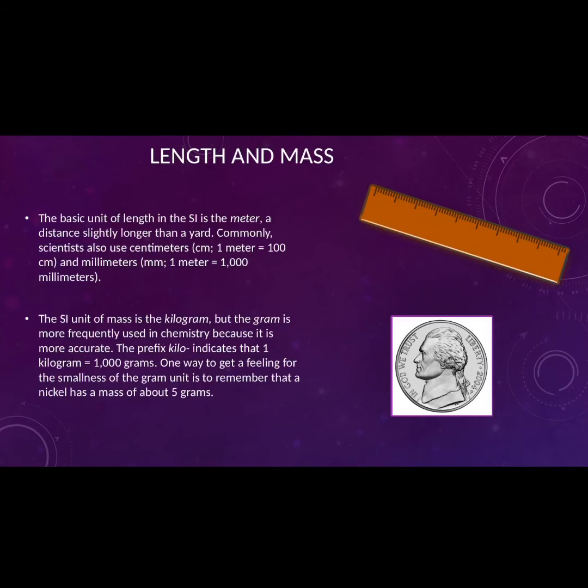Length and mass. The basic unit of length in the SI system is the meter. It's a little bit longer than a yard. The SI unit of mass is the kilogram, but you will be using grams much more frequently because it's a little bit more accurate since it's a smaller measurement. So all of our scales measure in grams. That was your answer for number 10.